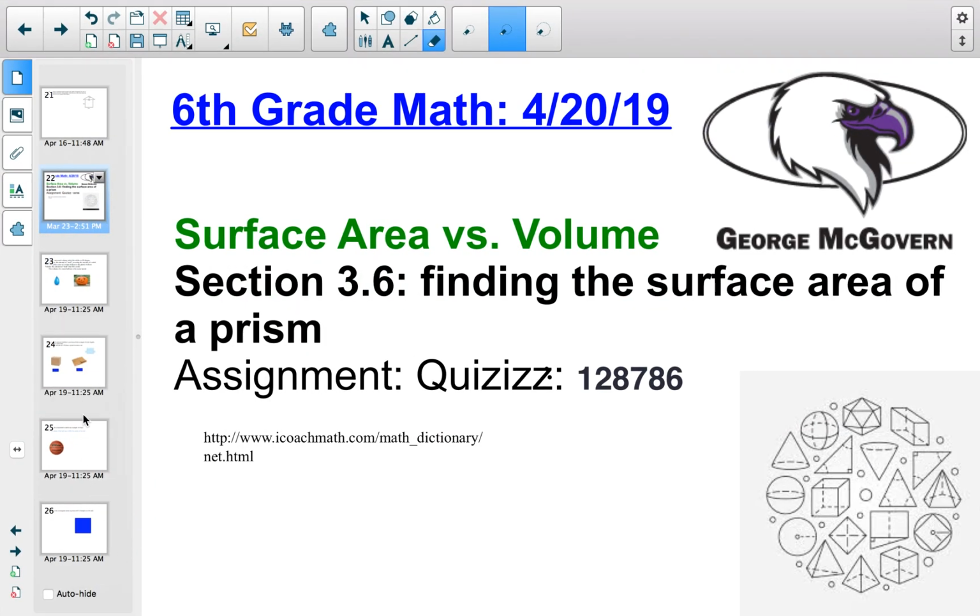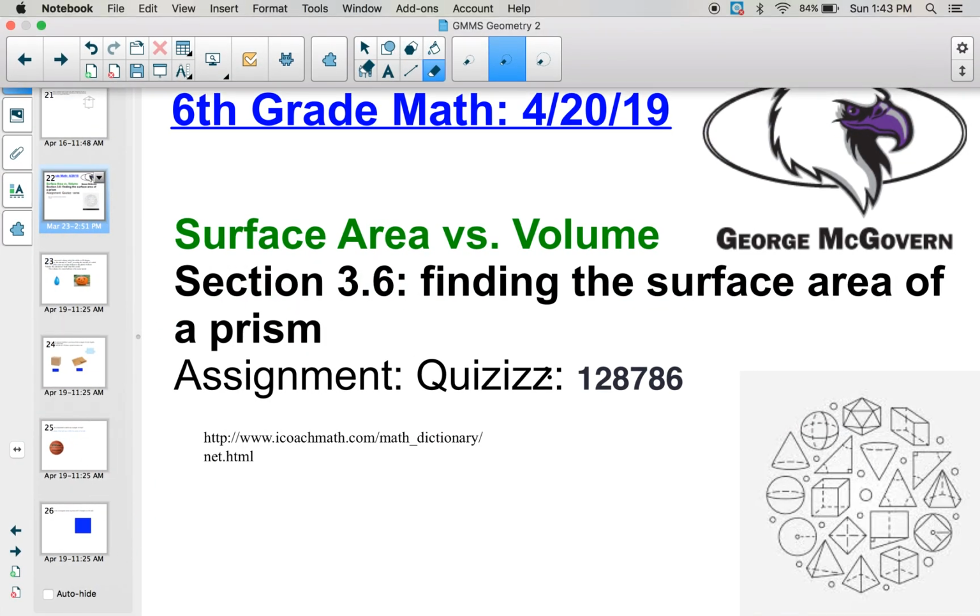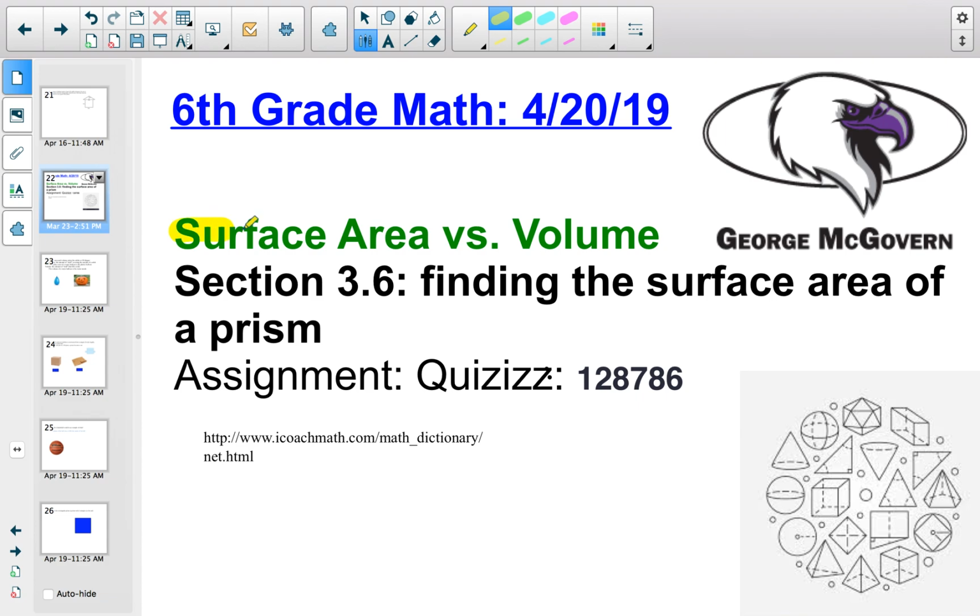And today's video, what we are talking about is surface area and volume. So we're just going to kind of introduce those. You might have a good idea what that is, and then we're going to get into finding the surface area of a prism using nets. But we're not going to talk about surface area yet. We'll mostly talk about just what nets are and how they are made.